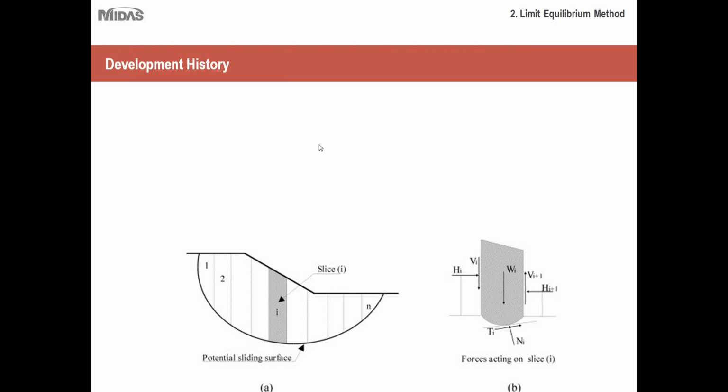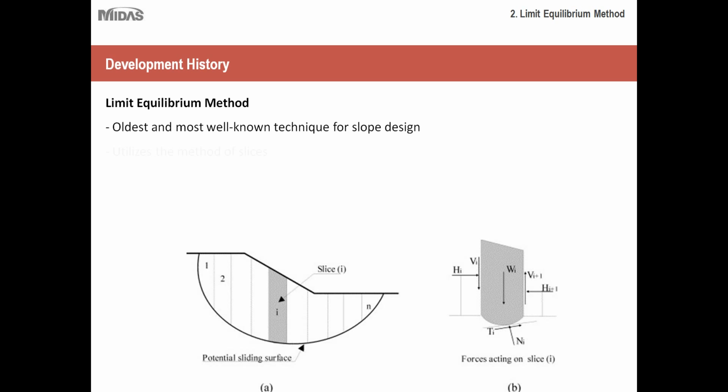Okay, so let's talk about the development history of this method. It is the oldest and most well-known technique for slope design. So for those of you who've worked extensively with slope stability analysis, this should be nothing new to you. It's been around for well over a century. It was the first technique that was pioneered to analyze the stability of slopes. And because it's so old and so well known and recognized, it's currently the most widely used technique for slope stability analysis.